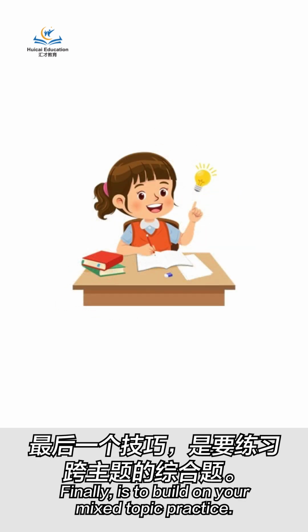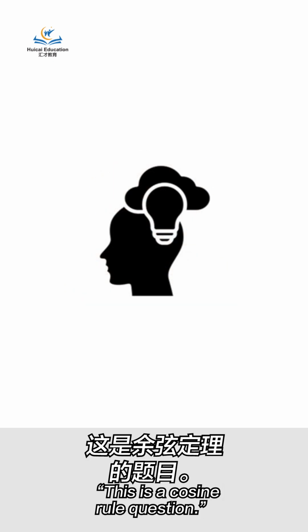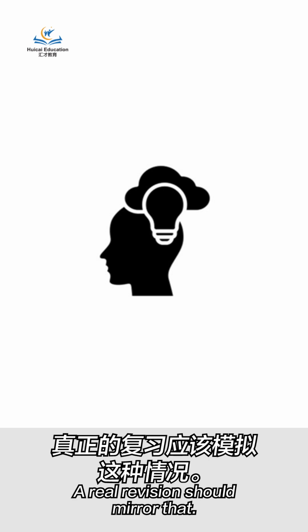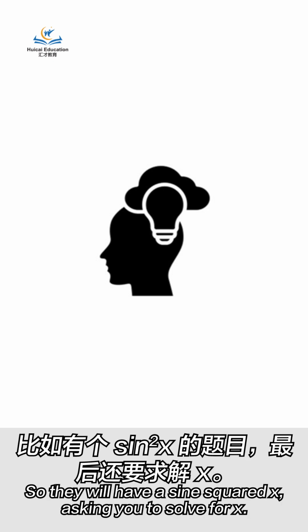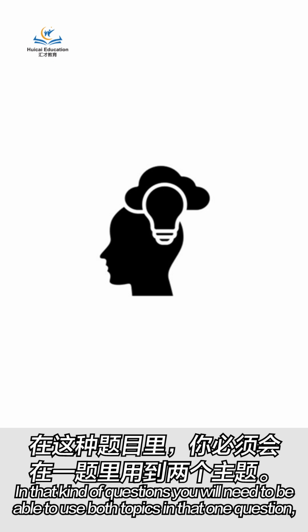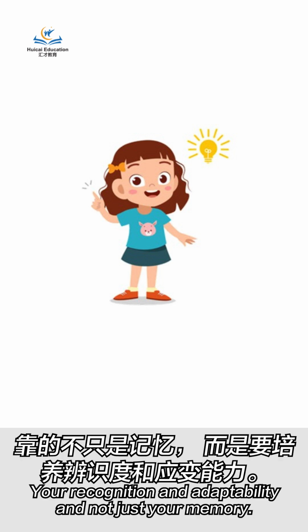Finally, is to build on your mixed topic practice. Math exams don't just warn you, this is a cosine rule question. A real revision should mirror that. Okay. So, for example, a question might have a trigonometry question and a quadratic question in one. So they will have a sine square x asking you to solve for your x. In that kind of questions, you will need to be able to use both topics in that one question. So build on those practices. Build your recognition and adaptability and not just your memory.